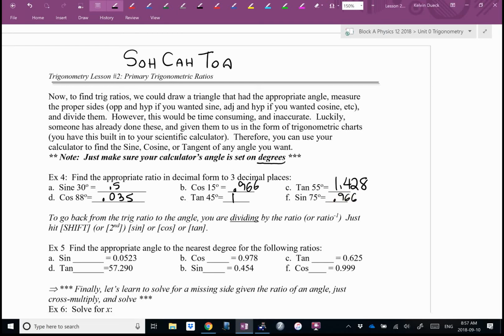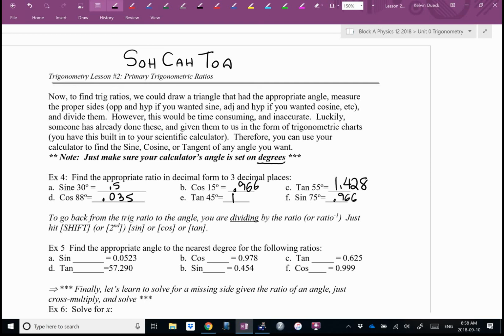I got 1.428 for tan 55. I got 0.035. I know tan of 45 is 1. I happen to have that one memorized. And sine of 75 is 0.966. Handy patterns. You don't have to memorize these. This is icing on the cake, but it's kind of nice to know as a built-in error check along the way.